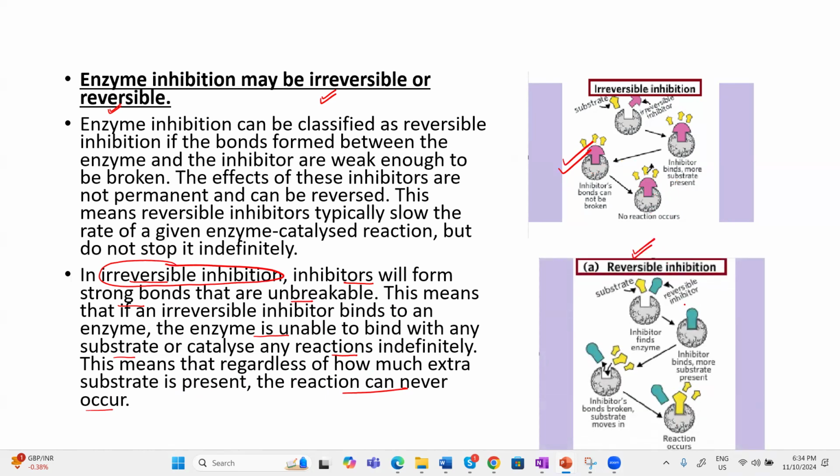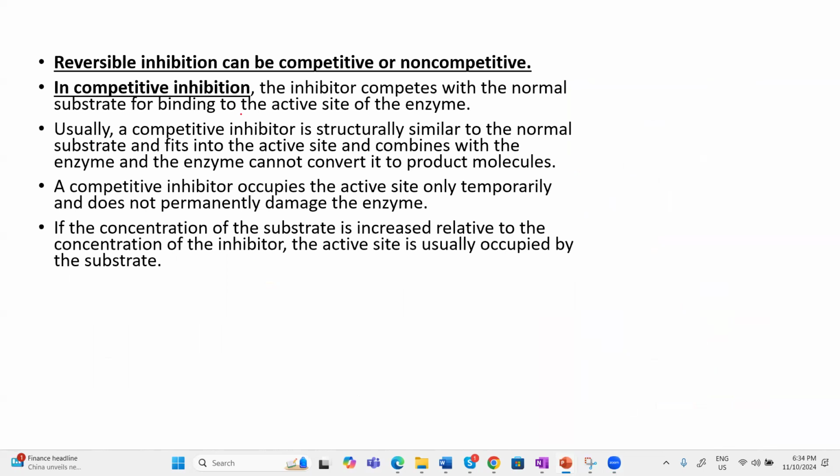Next is reversible inhibition. In reversible inhibition, the main thing is that the inhibitor is making a weak bond with the active site, and the effect of the inhibitor is not permanent. The bond can be broken and the substrate can enter inside. So the inhibitor will slow down the reaction, but it will not stop it because the substrate has the capability to bind. Now, reversible inhibition can be of two types, competitive or non-competitive.